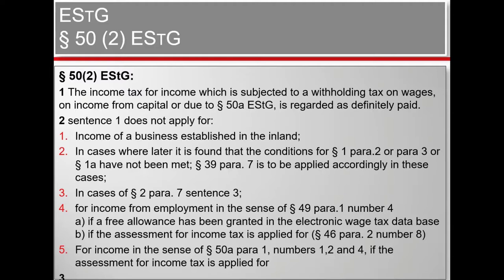Is it definitive? Yes. Withholding taxes due, paid because of 50a EStG, are in principle definitive, as far as none of the exceptions apply. And here we have below under number 5, for income in the sense of 50a, paragraph 1, numbers 1, 2, and 4, an assessment can be applied for, but not for number 3. So for license fees, the German national law does not allow any option for an assessment. So we can already take a note of these insights in our tax case solution.